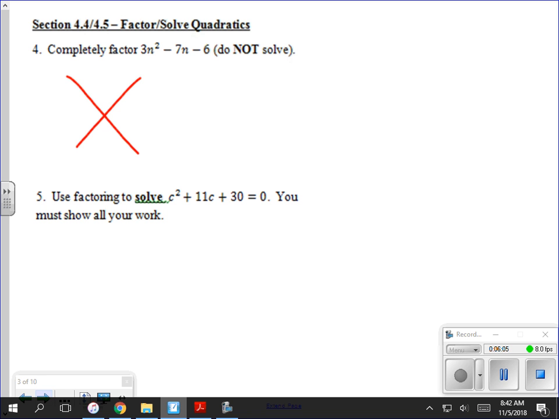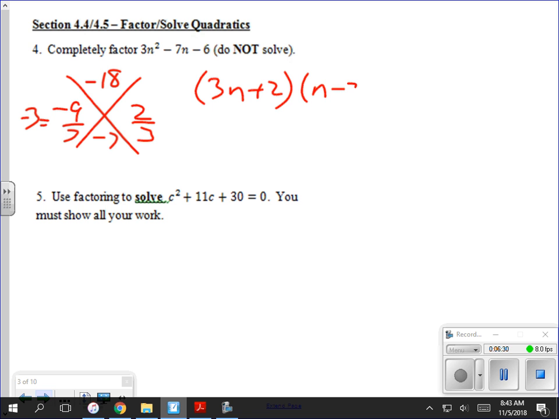Okay. So, set up the X box. 3 times negative 6 is negative 18. Negative 7. Two numbers multiply to give me negative 18 and add to give me negative 7. Negative 9, positive 2. Divide those both by 3. The negative 9 reduces to negative 3. So my factors are 3n plus 2 and n minus 3.